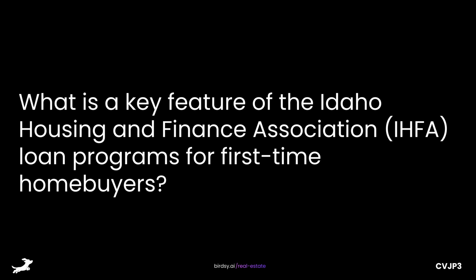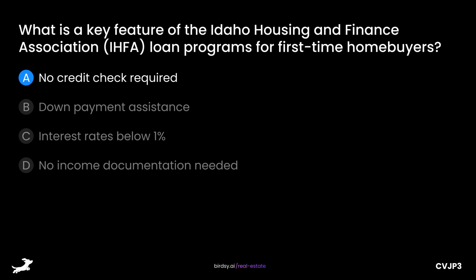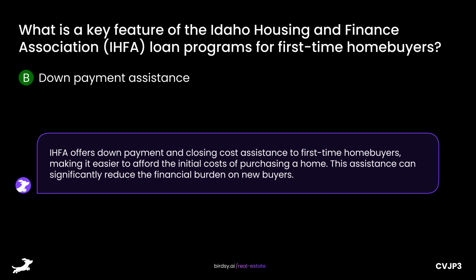What is a key feature of the Idaho Housing and Finance Association loan programs for first-time homebuyers? Is it A, no credit check required? B, down payment assistance? C, interest rates below 1%? Or D, no income documentation needed? The answer is B, down payment assistance. IHFA offers down payment and closing cost assistance to first-time homebuyers, making it easier to afford the initial costs of purchasing a home. This assistance can significantly reduce the financial burden on new buyers.